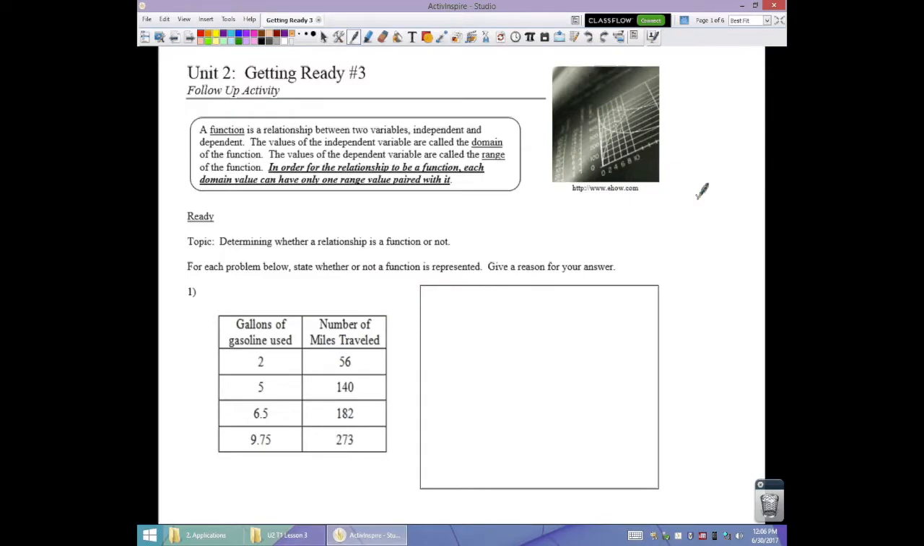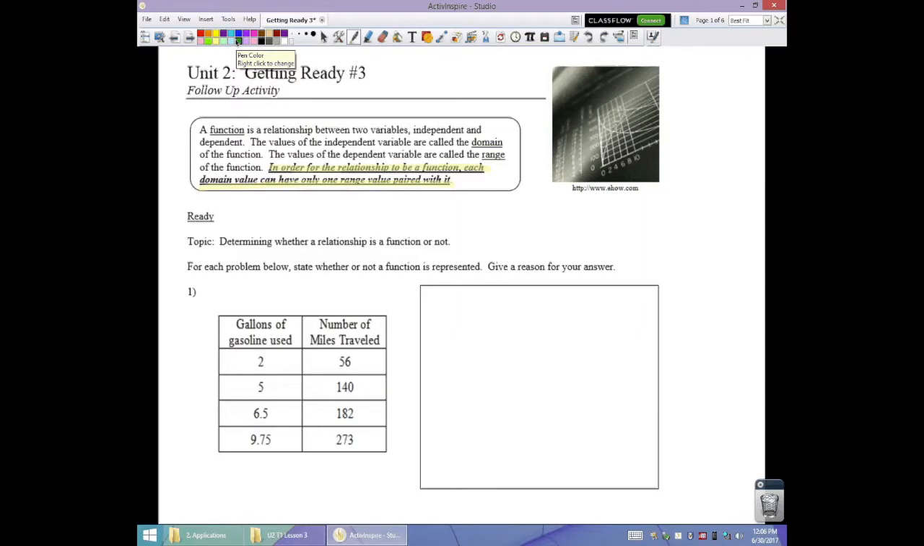All right, so to start off getting ready for number 3 here, we're looking at some possible functions. We're trying to determine if the relationship is a function or not. So what we have to check for, and right here's the definition, is in order to be a function, each domain value can have only one range value paired with it. So each x has to have exactly one y paired with it.